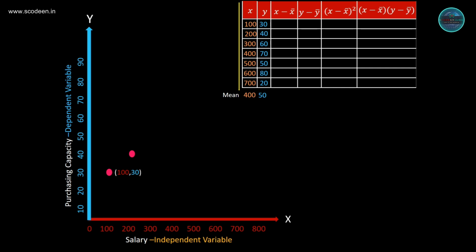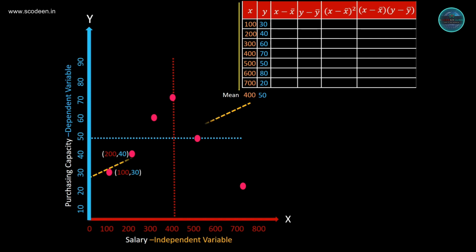We must always understand that the regression line must go through the point where the x mean value and y mean value cross. So here 400 is the x mean value and 50 is the y mean value. The coordinates are 400 and 50. Here the regression line must go through.